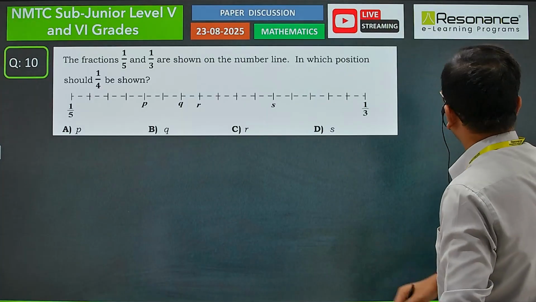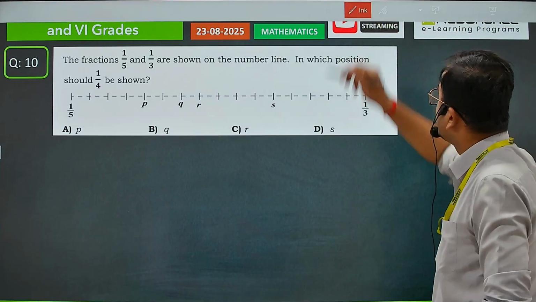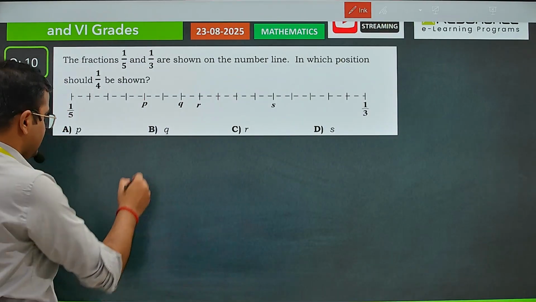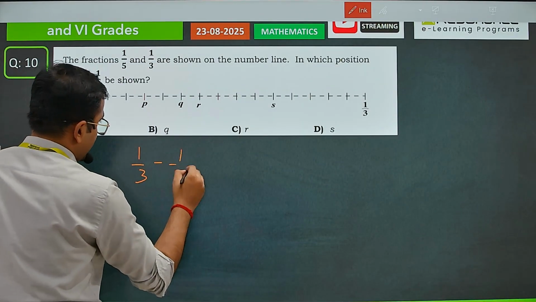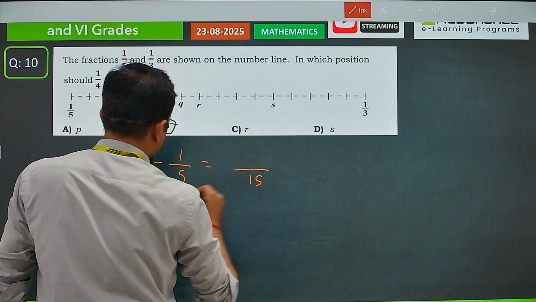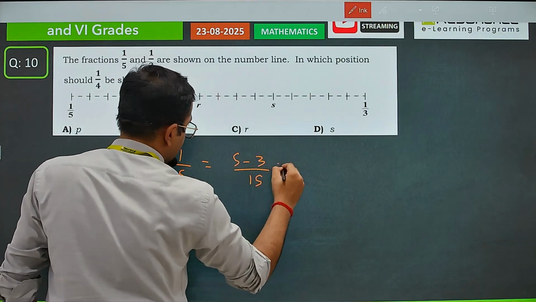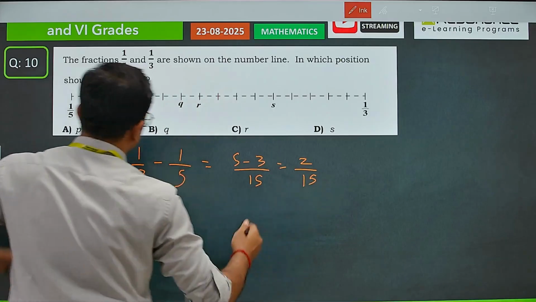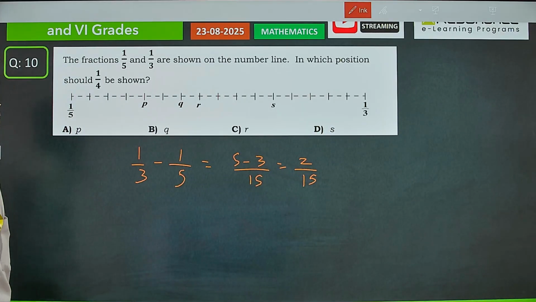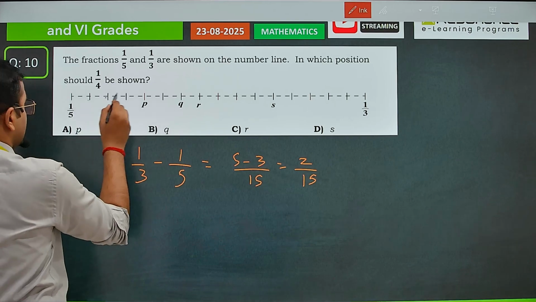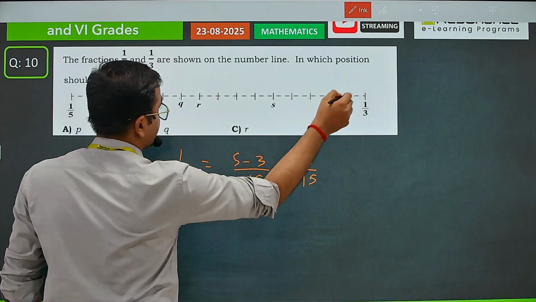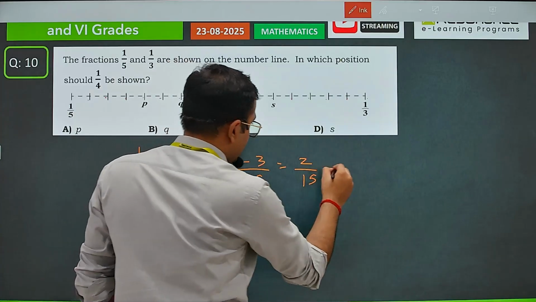Next, moving to this question, again a basic question from 6th class. This can be done by your NCERT syllabus itself. That is 1 by 3 minus 1 by 5, the higher minus the lower, which is giving me 15, and that is 5 minus 3, which is 2 by 15. So the value from this to this is 2 by 15. Now I have to divide it by the number of divisions which are there. So 1, 2, 3, up to 16. So I have to divide it by 16.